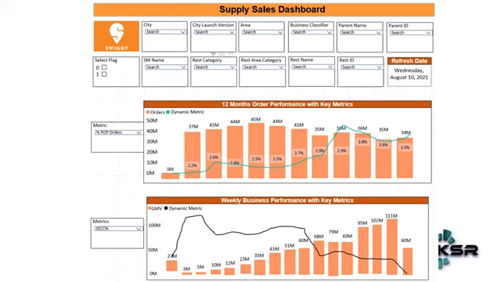Now, I'll give you another fact. What if I tell you the report you're seeing on the screen is built without writing a single line of code? Can you believe this? That's the truth. Maybe it is surprising, but in the next 30 days, you will also build this.